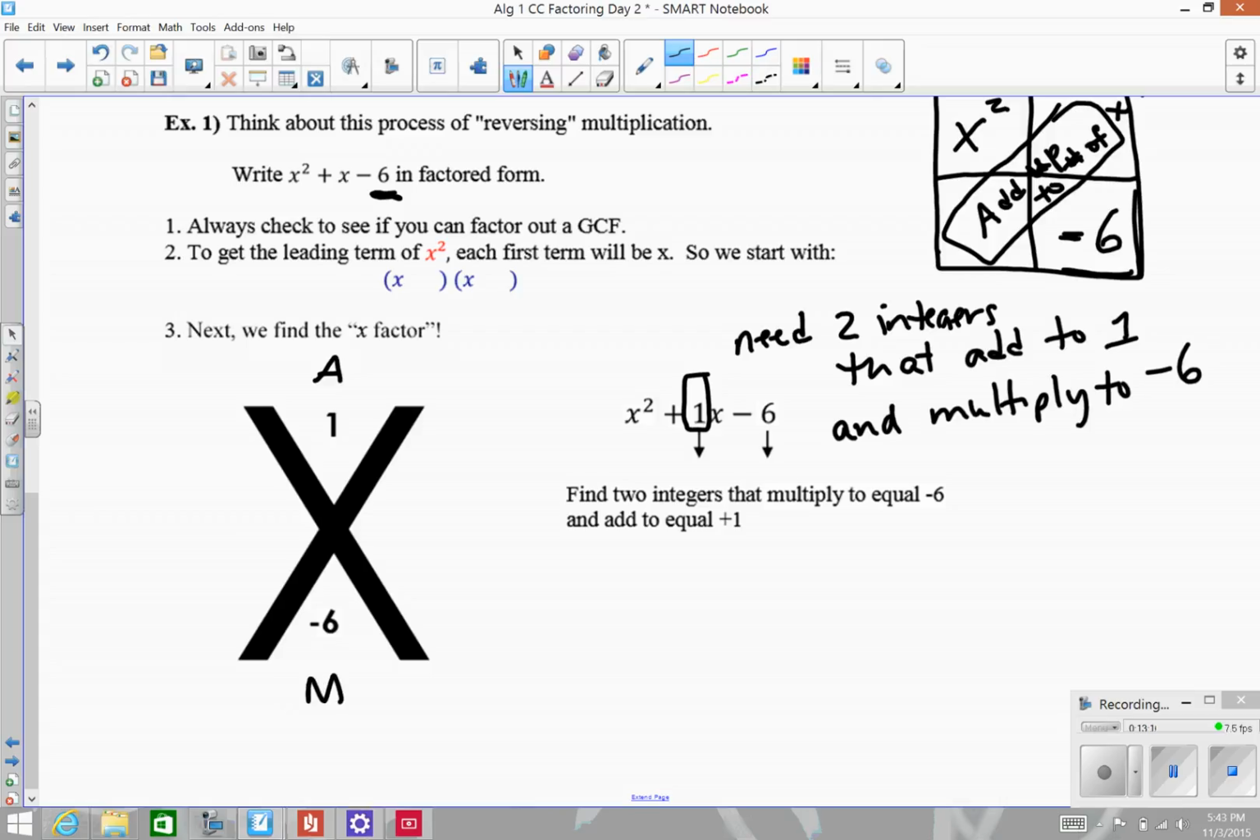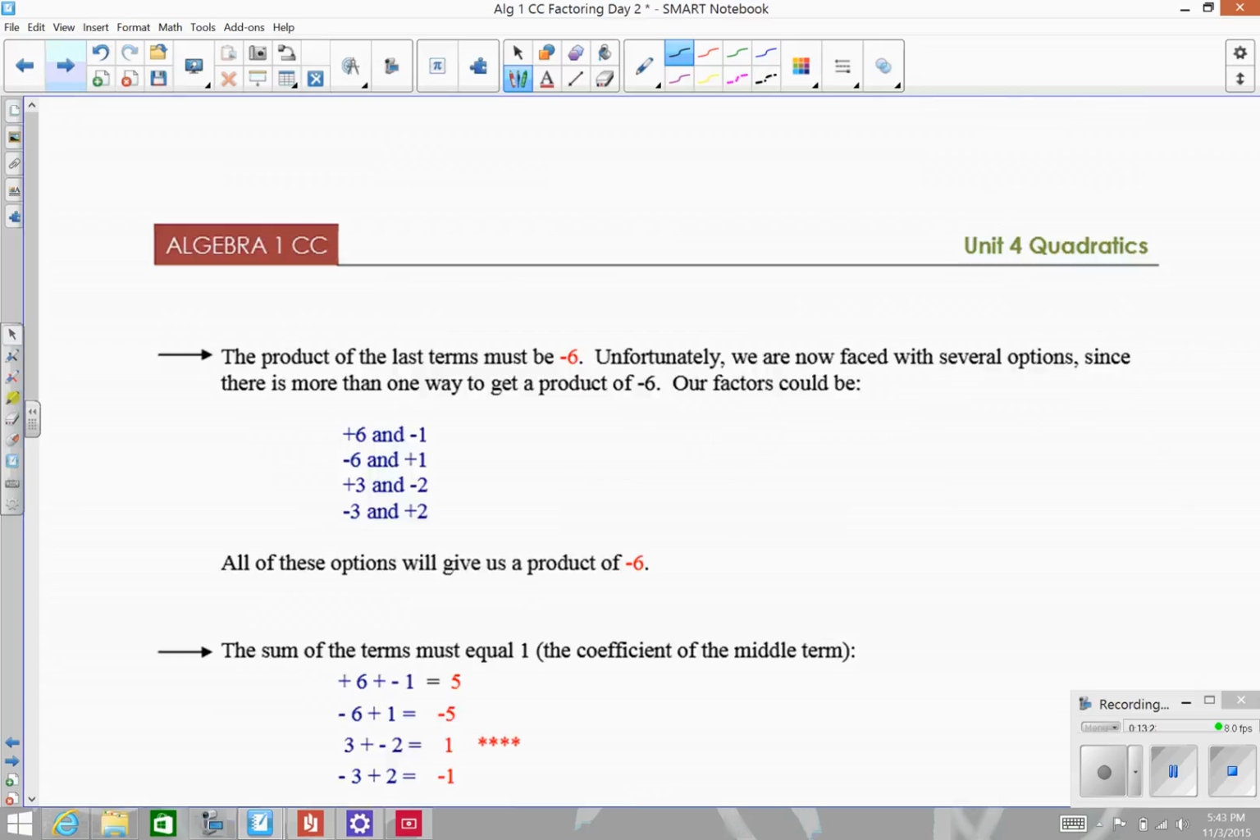On the next page of your notes, there are all the combinations that you can find that add up to 1 and multiply to negative 6. So let's just turn the page and look at our possibilities. They're listed here in blue. These are all pairs that multiply to be negative 6. If I add them together, plus 6 and a minus 1 is 5. Negative 6 plus 1 is negative 5. 3 and negative 2 gives me 1. Looks like that's the combination I want. Negative 3 and 2 gives me a negative 1.